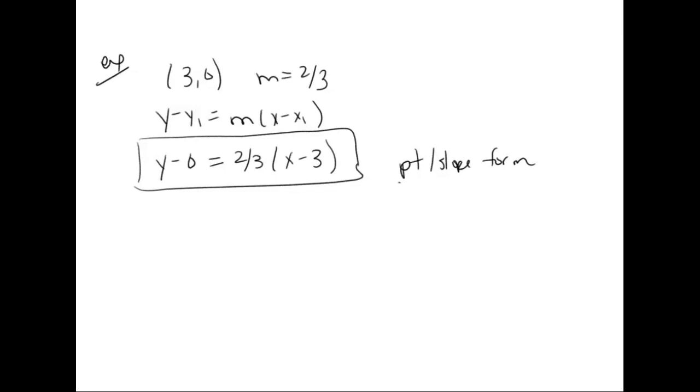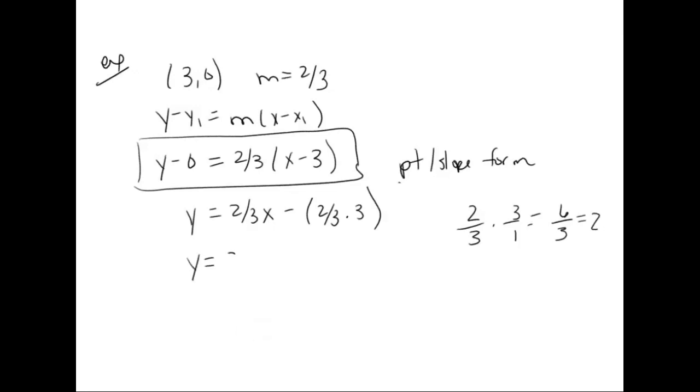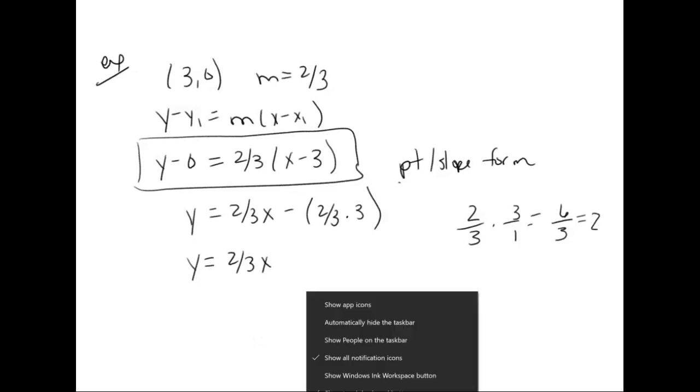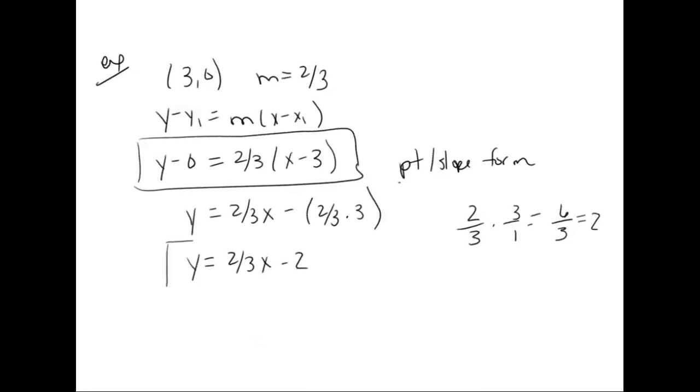Now let's solve it for y-intercept. y equals 2/3 x minus 2/3 times 3. How do we do that? Just to review, 2/3 times 3 over 1. You can cross reduce. If you don't see it though, just multiply across and we get 2. So y equals 2/3 x minus 2. That's our y-intercept form.